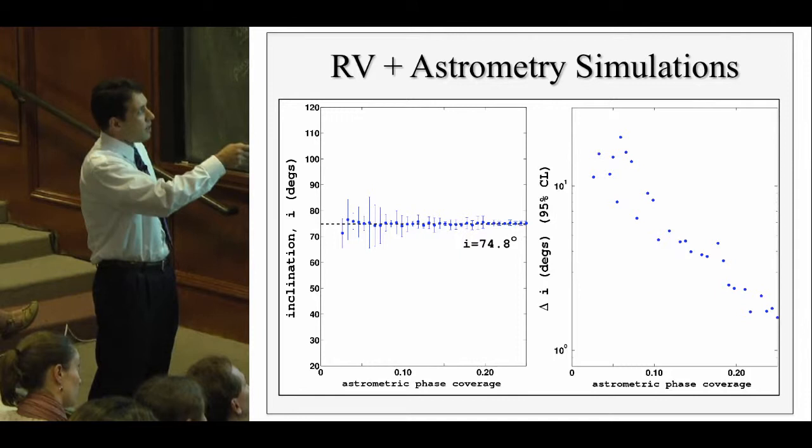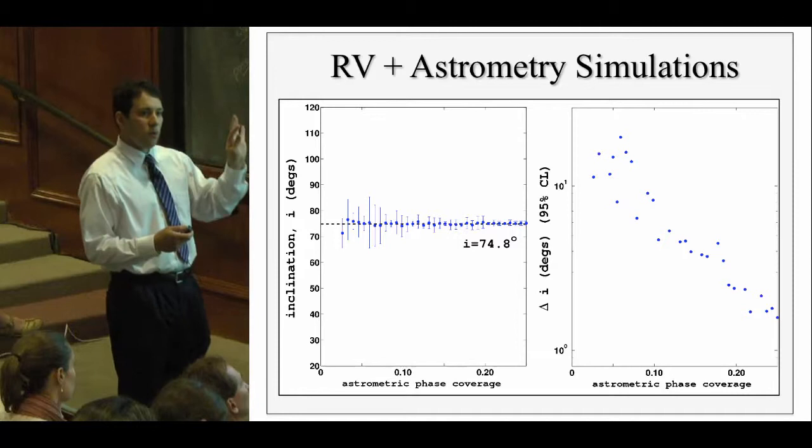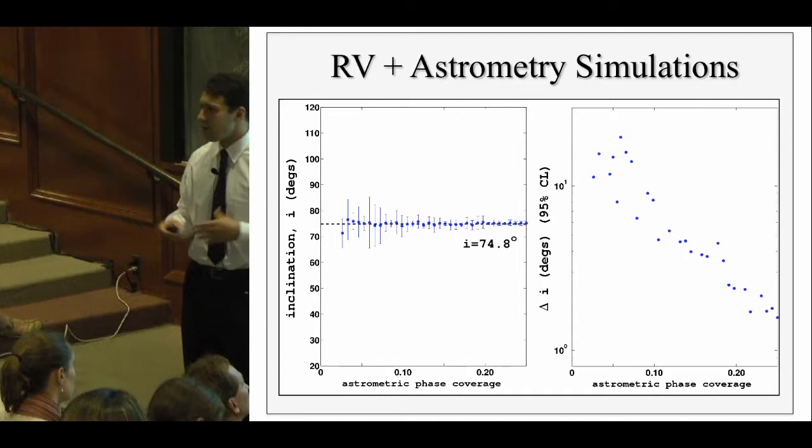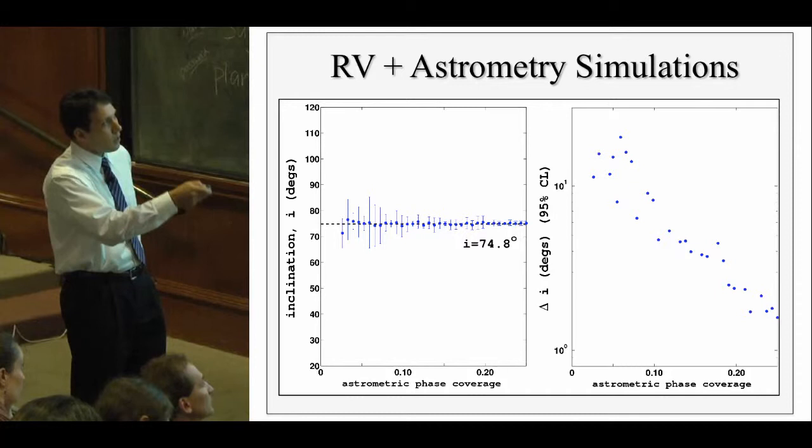I changed all the parameters, and I could pull it out every single time. The inclination converged very quickly for these kinds of observations, where your uncertainty in astrometry is basically set by the pixel size, which is around 10 milliarcseconds, and let's say that you're imaging something at half an arcsecond or an arcsecond. Characteristic size scales. And this is how the uncertainty in the inclination is improving over time.